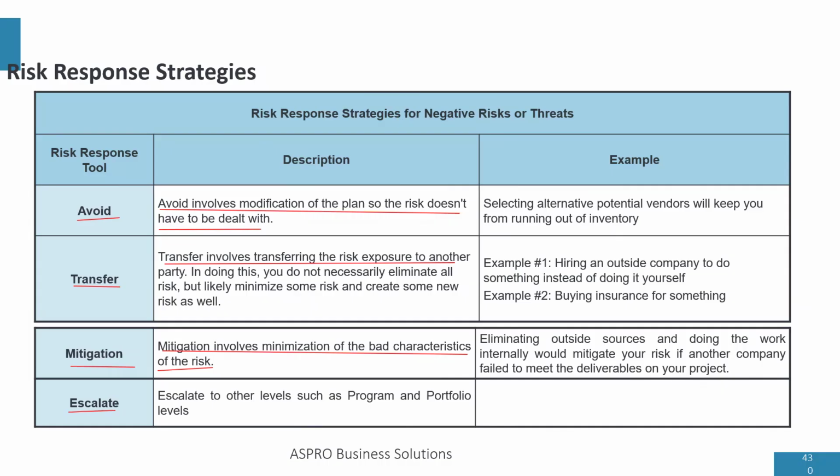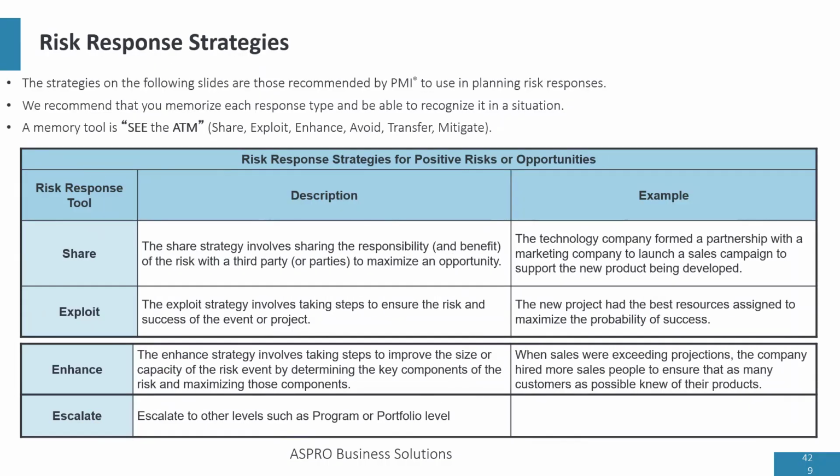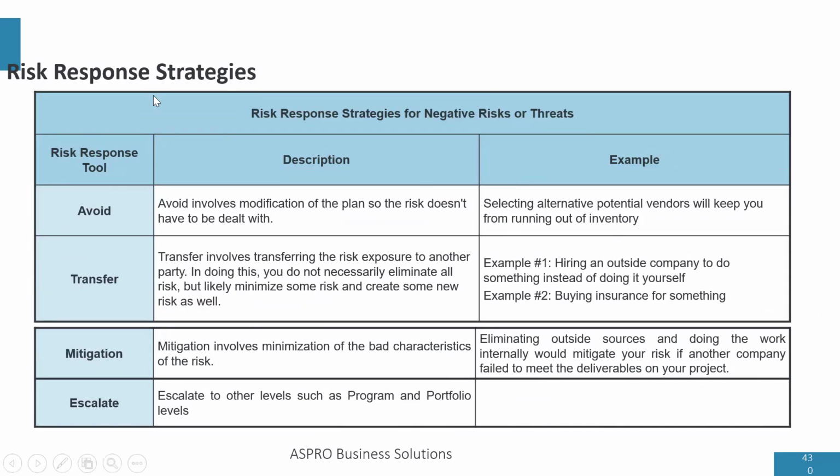Okay, so now there's a memory tool for the risk response strategies for opportunities and risk response strategies for threats, and that is C, the ATM. What is C? Share, exploit, enhance. Risk response strategies for opportunities. ATM is avoid, transfer, mitigate. Don't forget that both of them have escalate, and that's when the opportunity or risk is affecting several projects in a program, not just your own project.